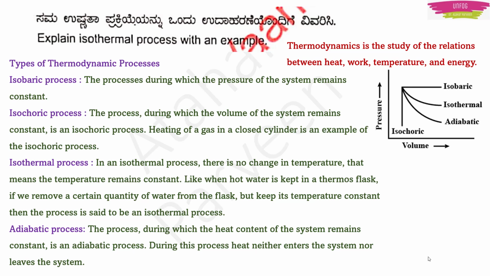But then temperature and heat are interrelated, right? So we cannot distinguish much. For isothermal process, you can give one more example, like if you are taking water out from the thermos flask, then somehow you are maintaining the temperature of that water. Then that is an isothermal process, you can say.